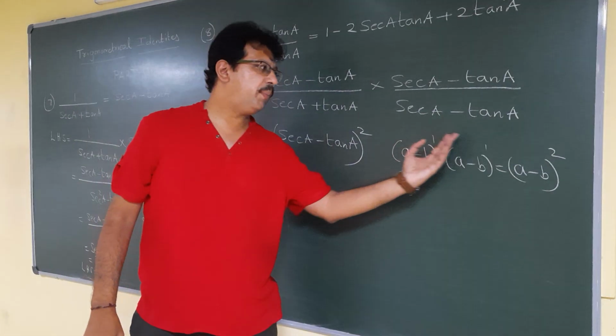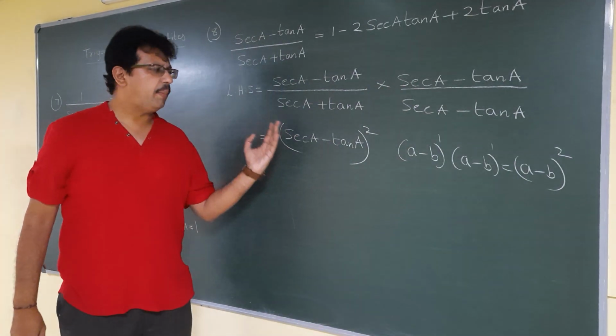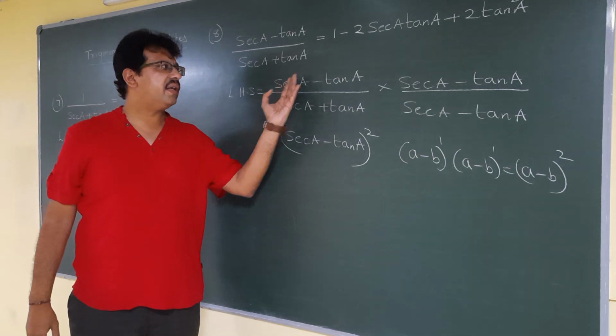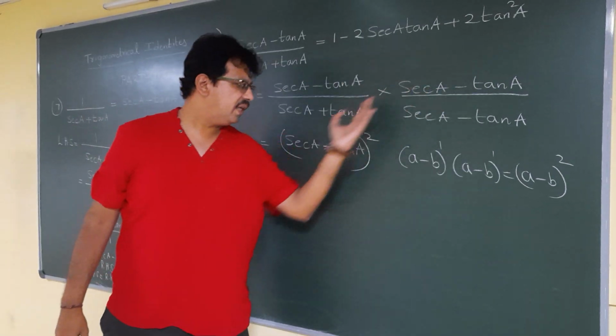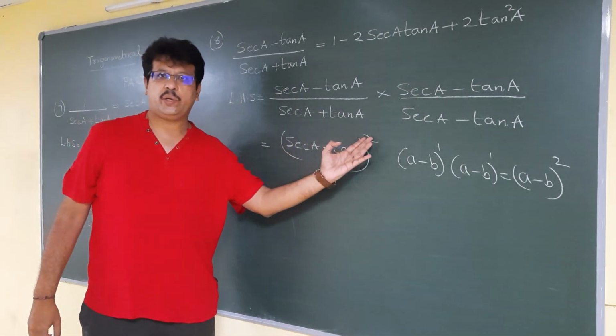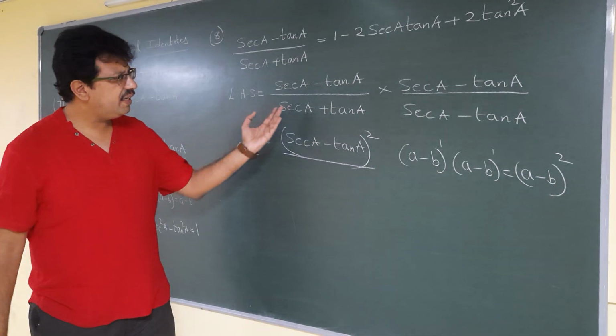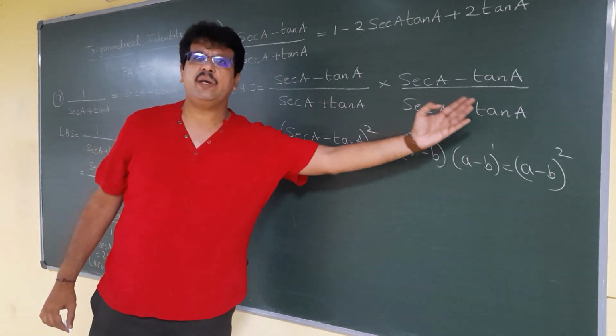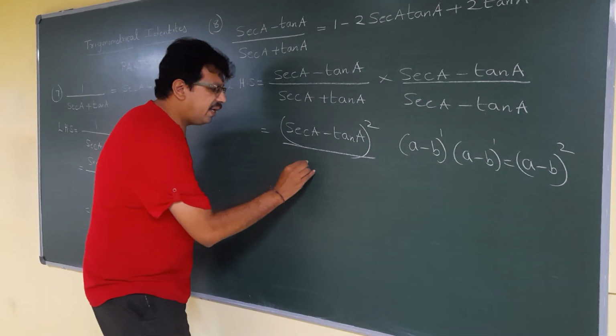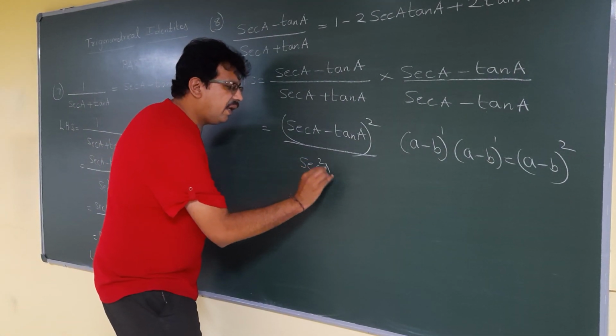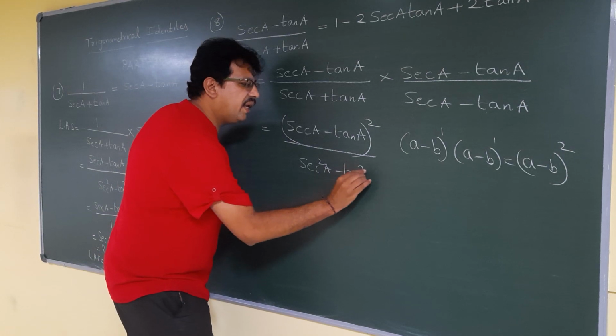Adding the powers, 1 plus 1 is 2. The same thing we are applying for this numerator: secant a minus tan a into secant a minus tan a is secant a minus tan a whole square. The denominator is again a similar type. It is a plus b into a minus b, which we are again going to write as secant square a minus tan square a.